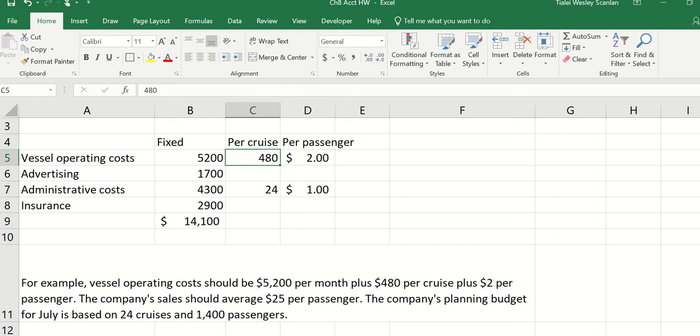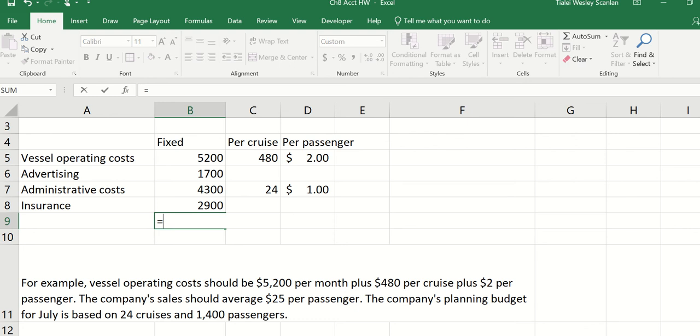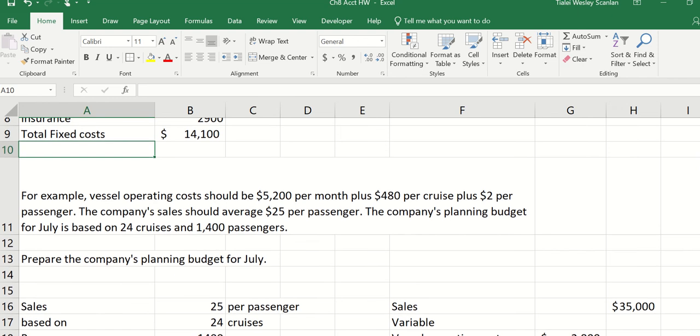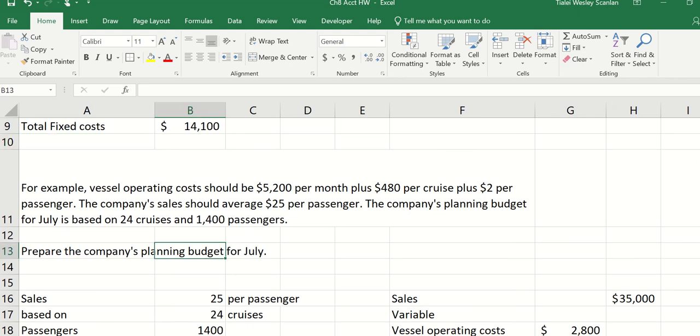So we're going to use this per cruise. They're going to have 24, so we would times the 24 cruises over here. And then they're going to have 1,400 passengers, so we would times 1,400 by each of these costs. And then I've already summed up these fixed costs for you. And we'll see how this works out for our planning budget.